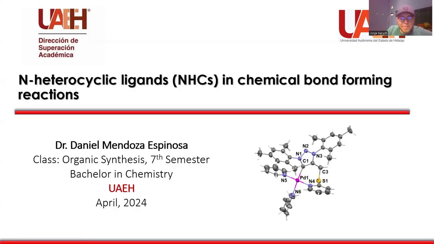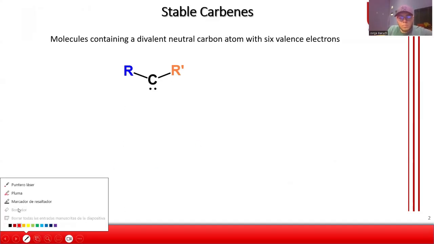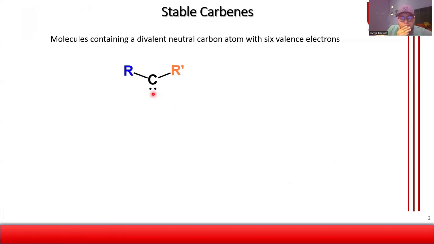Perfect. So thank you so much. Let me begin with the definition of what is an NHC ligand. These ligands are actually constructed from a species called stable carbene. These carbenes are actually defined as molecules which contain carbon atoms with two different substituents, and that also have a very special feature of having an electron pair in the carbon atom.